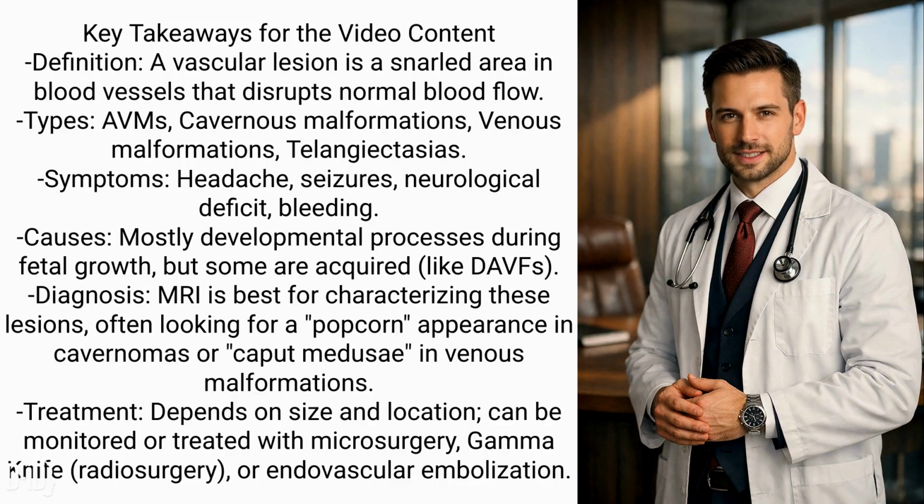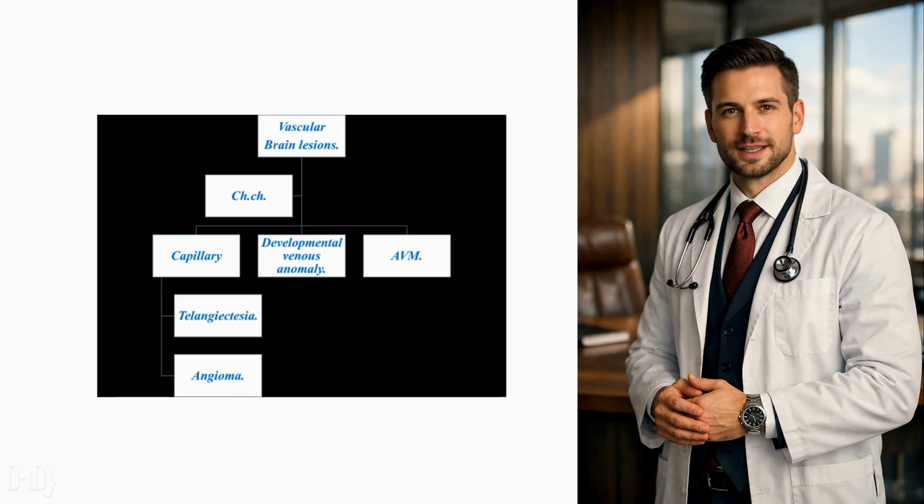Diagnosis: MRI is best for characterizing these lesions, often looking for a popcorn appearance in cavernomas or caput medusae in venous malformations. Treatment depends on size and location, can be monitored or treated with microsurgery, gamma knife, radiosurgery, or endovascular embolization. Finally, this smart art can give us a summary of types of vascular brain lesions which include capillary telangiectasia, angioma, developmental venous anomaly, dural AVF and AVM.